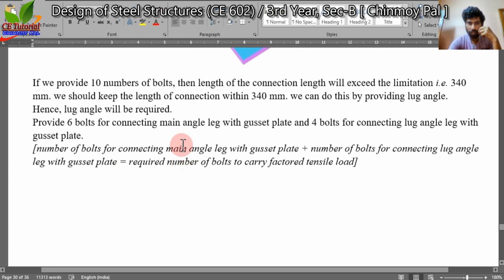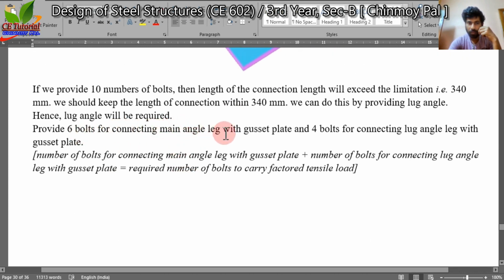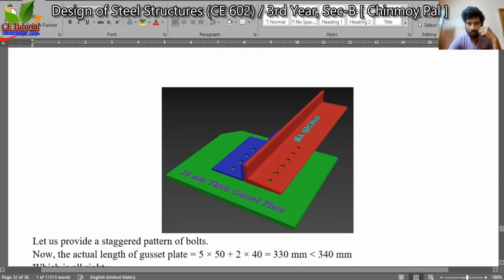So let us provide 6 bolts for connecting the main angle with the gusset plate and 4 bolts connecting the lug angle with the gusset plate. So total 6 plus 4, total 10 number of bolts is there. So this is the connection. We can do that. This is the lug angle and this is our ISA 150/75/10, and we are placing 6 bolts in one line and we are placing 4 bolts in one line with the lug angle. So total number of bolts is 10.